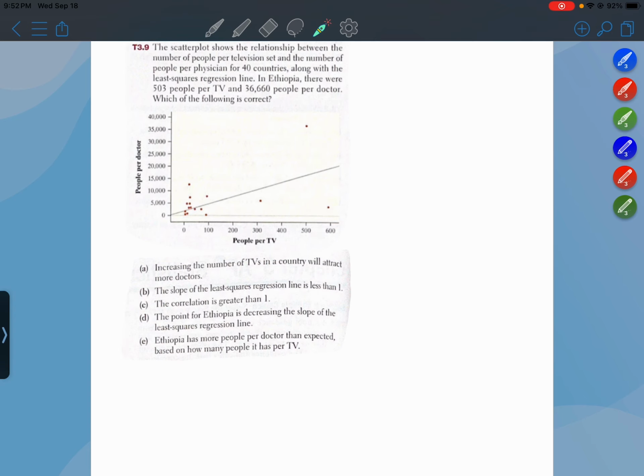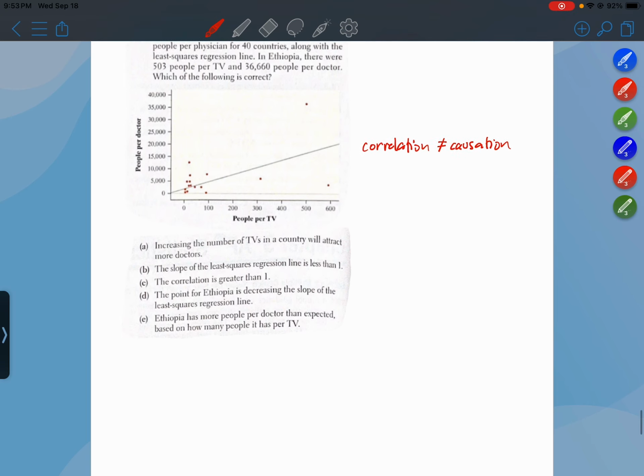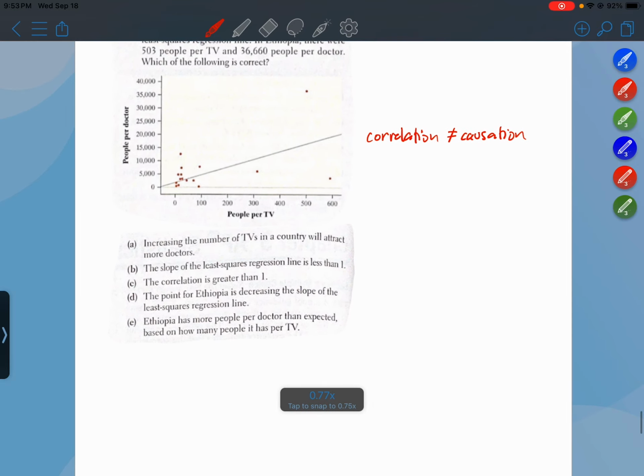So first, we will notice that the least squares regression line shows a positive direction, an upward trend. So as the number of people per TV increases, the number of people per doctor increases. But we have to remember that just because there's a correlation between two variables does not mean that one causes the other. Don't confuse these two words. Correlation does not mean the same thing as causation. And I think that's probably what this question is aimed at testing us.